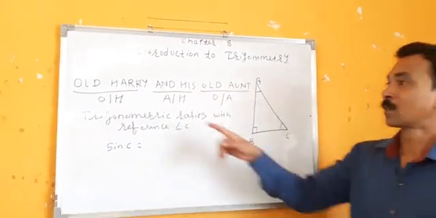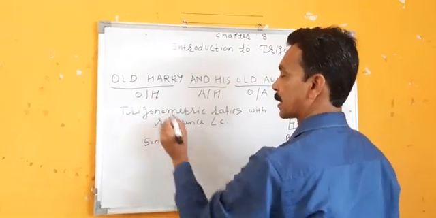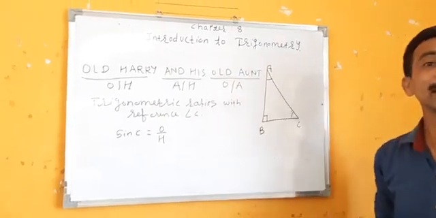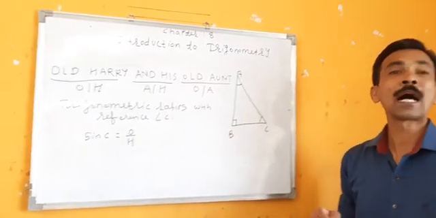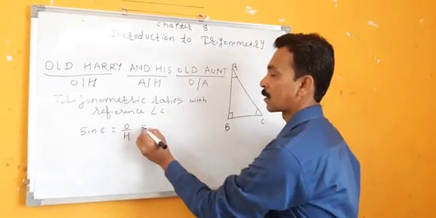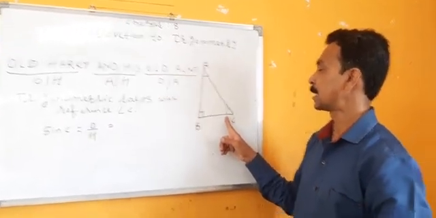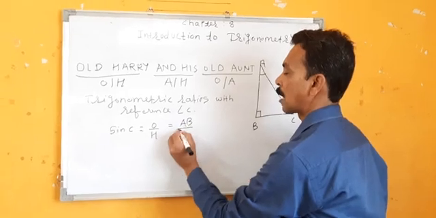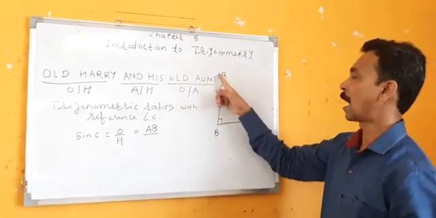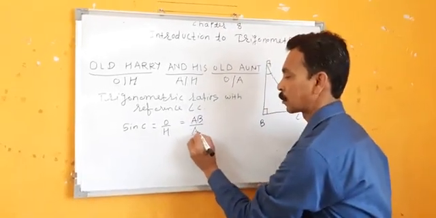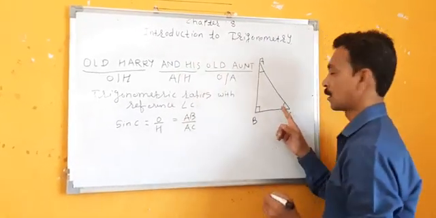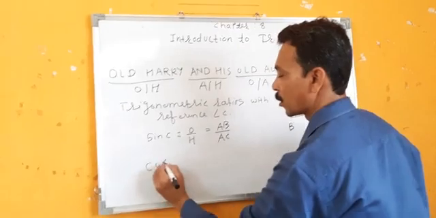Sine C. What is sine? Sine is opposite upon hypotenuse. Here, if the reference angle is C, what is the opposite side? AB. Upon what is the hypotenuse? AC. Hypotenuse is AC. Next is cos C, because the second ratio is cos.